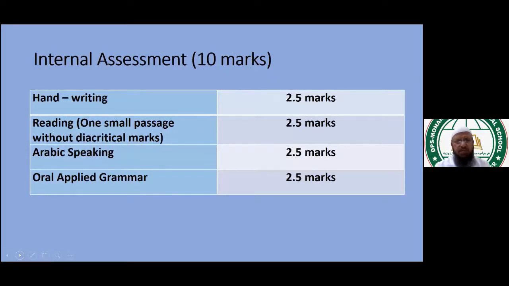Internal assessment we have discussed earlier. So handwriting 2.5 marks, reading one small passage without diacritical marks 2.5 marks, Arabic speaking 2.5 marks, oral applied grammar 2.5 marks.